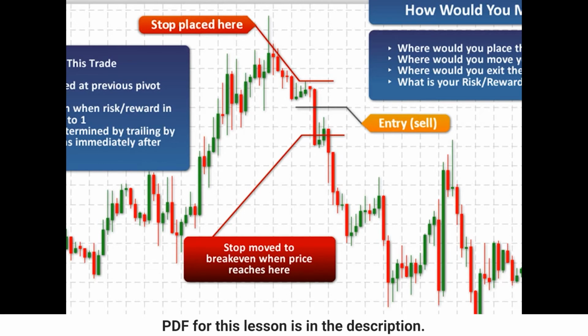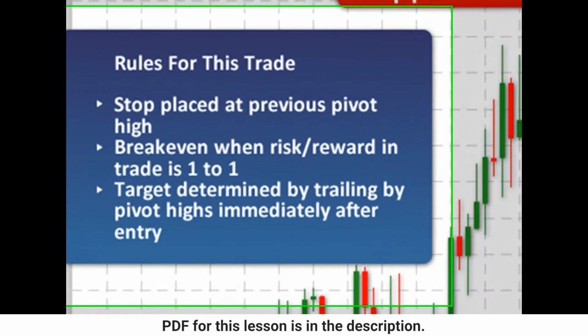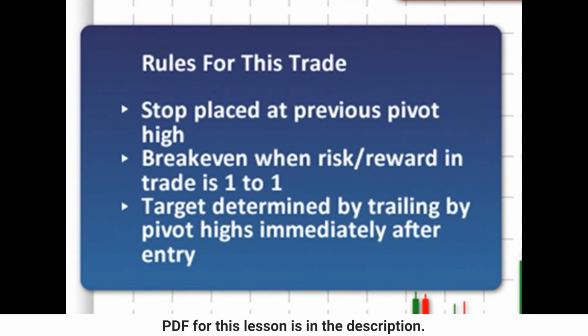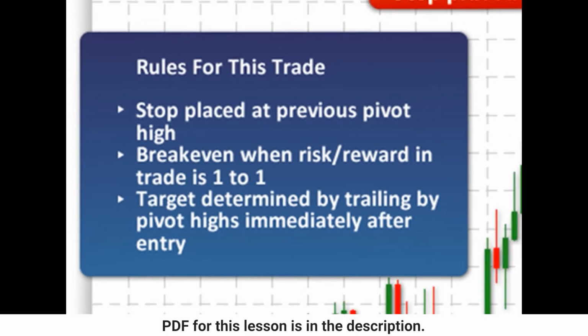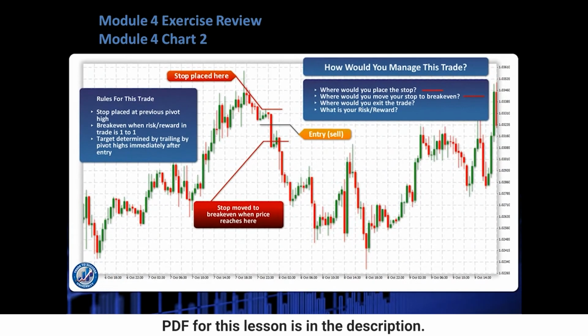What about exiting the trade? Well, our exit is our target, and the target is determined by trailing by pivot highs immediately after entry. So what that means is straight away after entry, every single pivot high that is formed, that's where our stop is going. And if we get stopped out, we get stopped out. That is where we're going to exit.